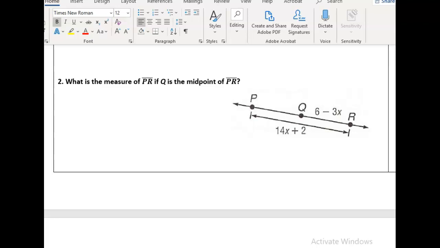Okay, so the last example that we'll go over before going back to your Graspable problems is number 2. What is the measure of line segment PR? We're going from P to R. If, remember, Q is our midpoint, which means what? It means that PQ and QR are the same.